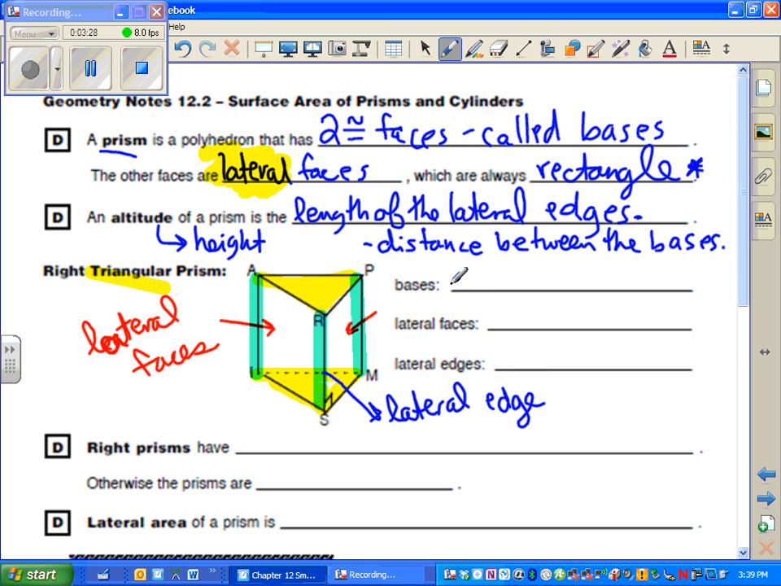Okay, so here we get a little more technical where we name the bases, and the bases are triangles. So it's going to be triangle SMI and triangle PRA. Now your lateral faces are rectangles, so we're just going to name them using the four letters. So PAIM, ARSI, and PRSM.